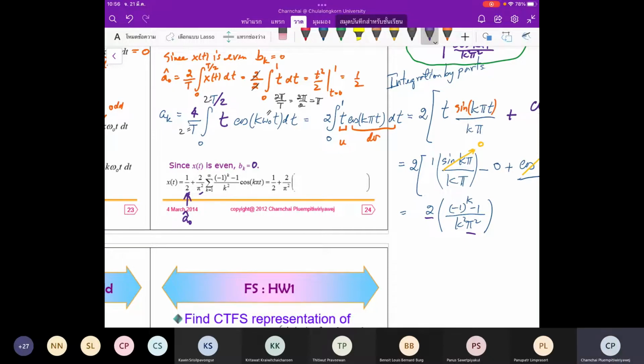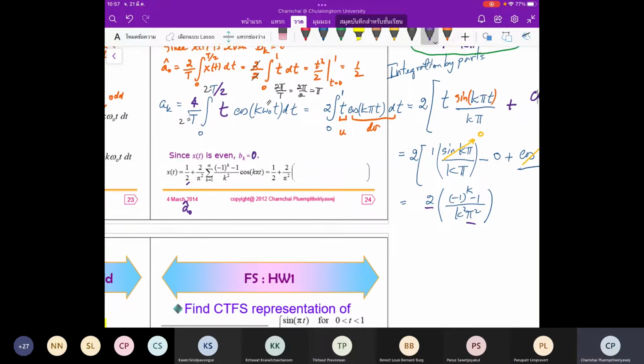Okay, I'm sorry. This whole thing is actually our ak. And don't forget to put in cosine k omega naught t. This one is cosine k omega naught t. All right, so this is our function. I'll delete that. Here this is 0.